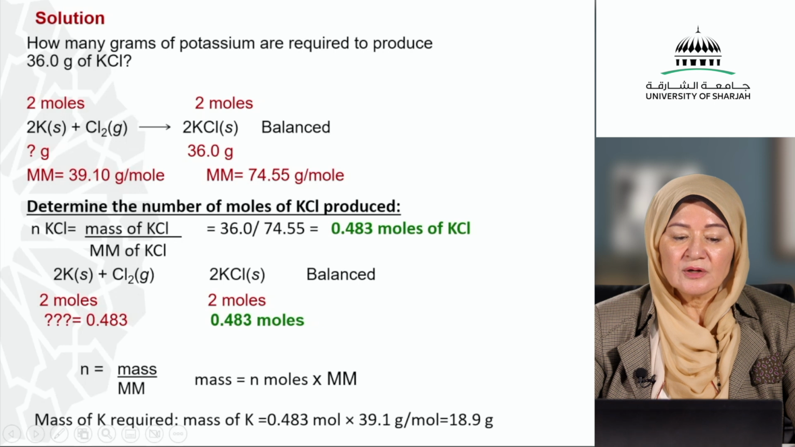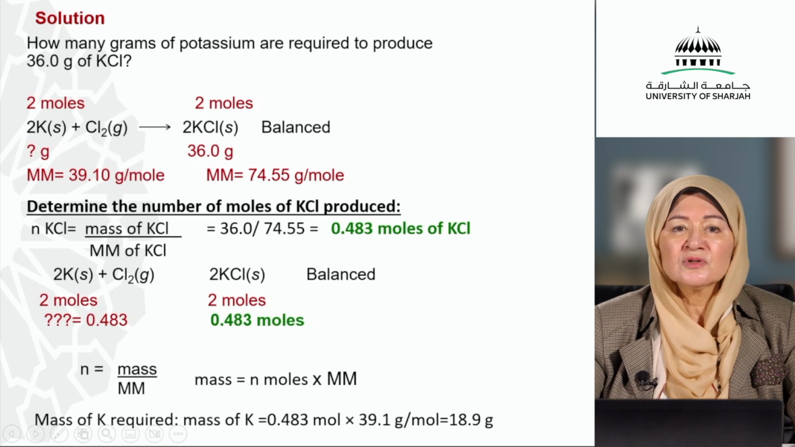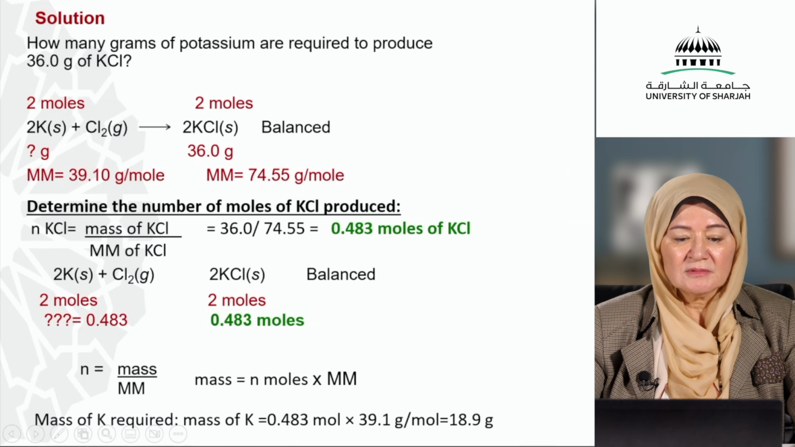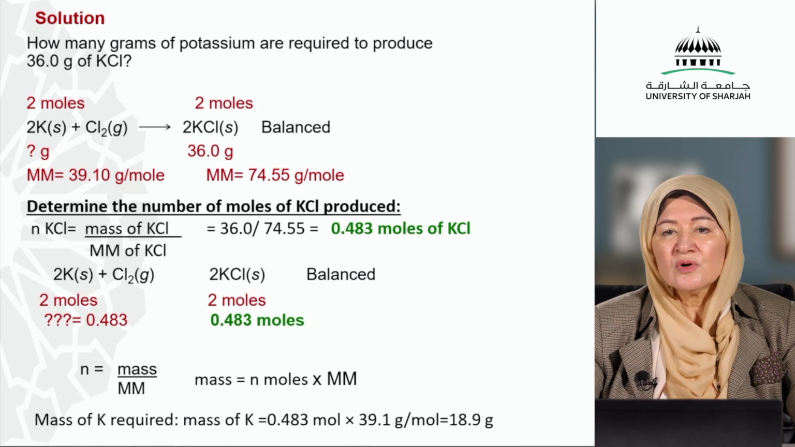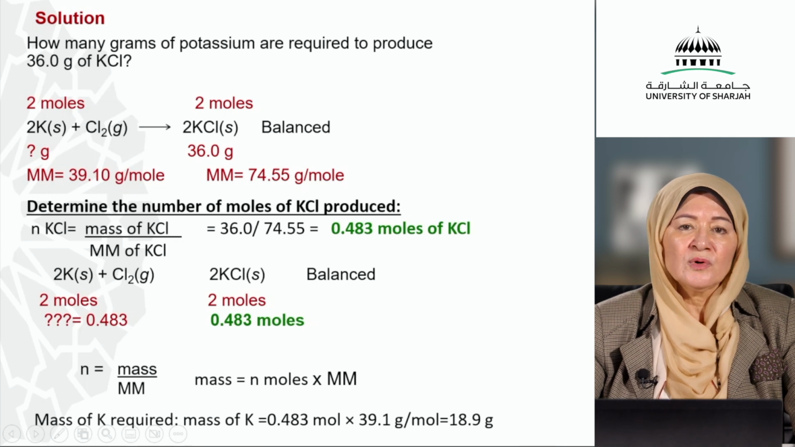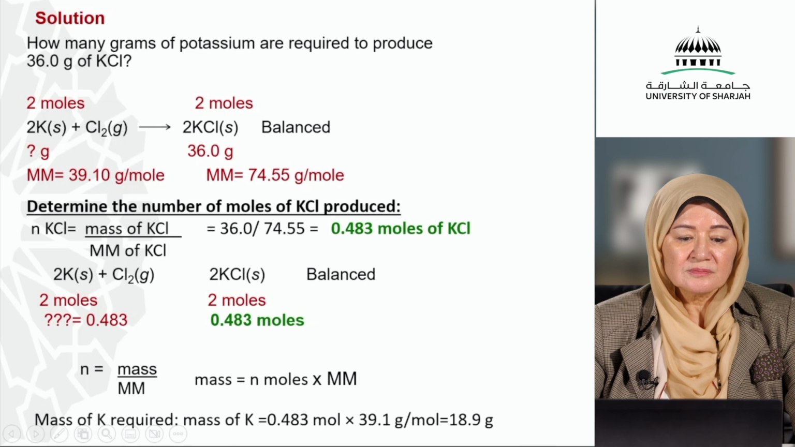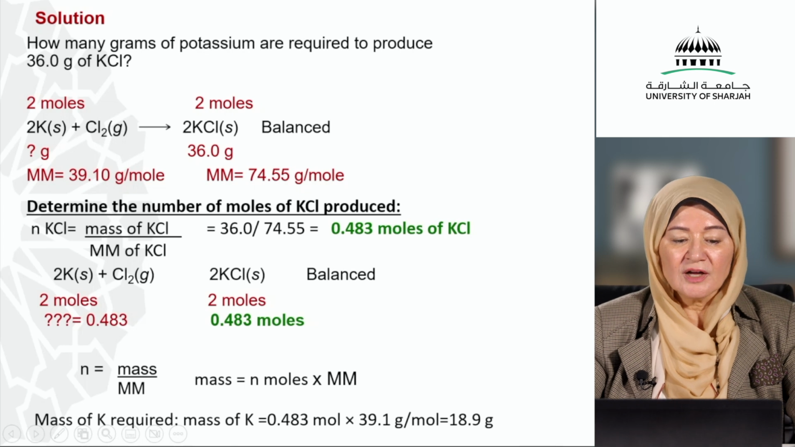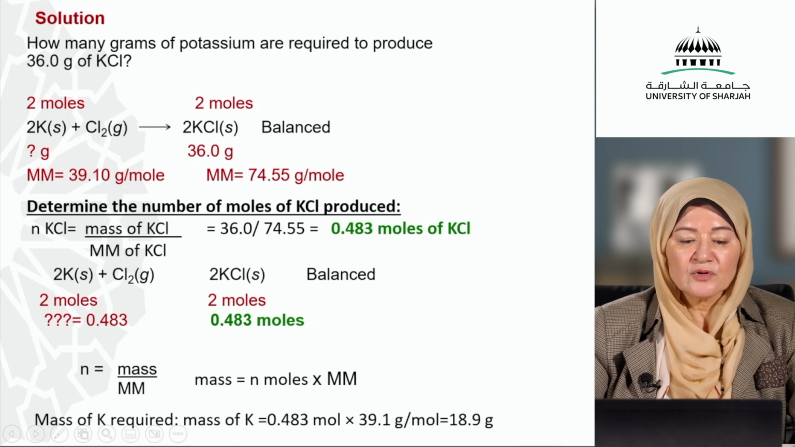Therefore, I go back to the coefficients and check. 2 moles of K gives me 2 moles of KCl. This many moles of KCl that I got as a product, how much did I start with? It is the same, because already 2 moles, 2 moles. This much I've got, 0.483, therefore I should have started with 0.483 moles.